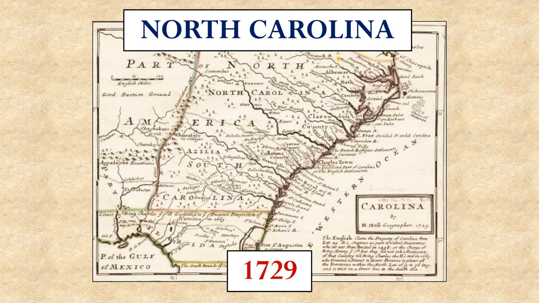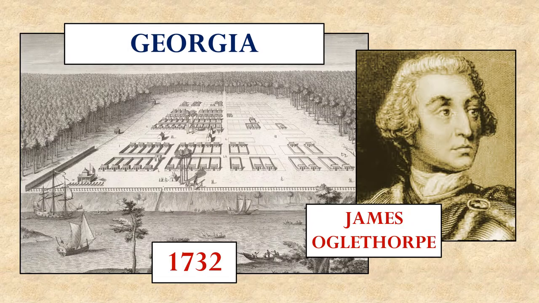In 1729, finally, North Carolina was split off from South Carolina to become one of the younger colonies. And then the last of the 13 original colonies that would eventually form the United States of America was founded in 1738. Now, notice this is only about 40 years before the period of the American Revolution. That was the colony of Georgia.